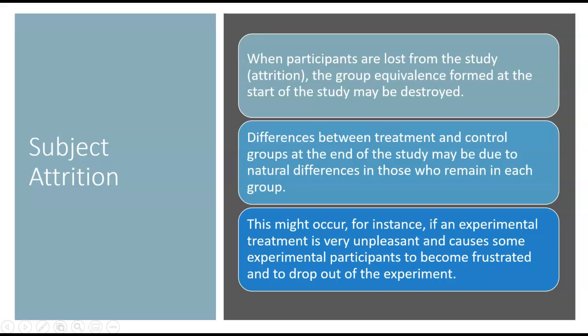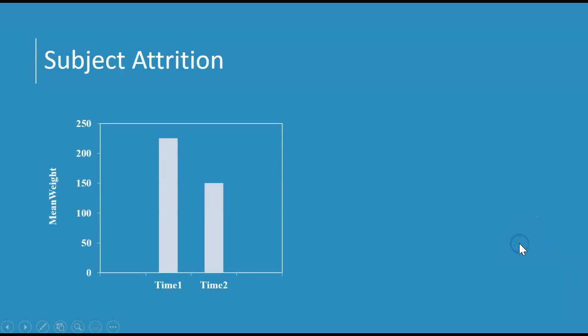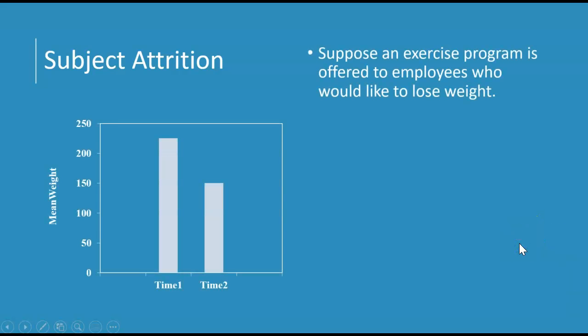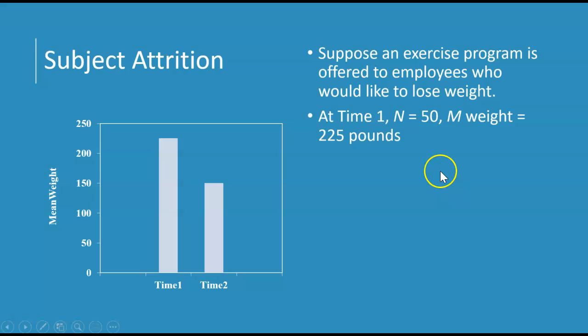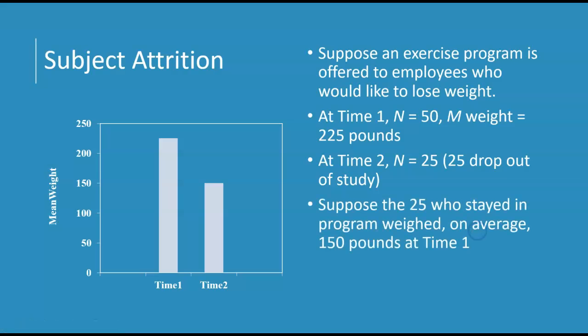It may not be your program at all that's leading to better health outcomes. It may have been that only the healthiest persisted in the program. So for example, if you have an exercise program that's offered to employees who want to lose weight, and they sign up, these are very common programs in workplaces these days. At time 1, you've got 50 participants. The average weight of all the participants is 225. At time 2, you're down by 50%. 25 of the participants drop out. And at time 2, the average is 150 pounds.